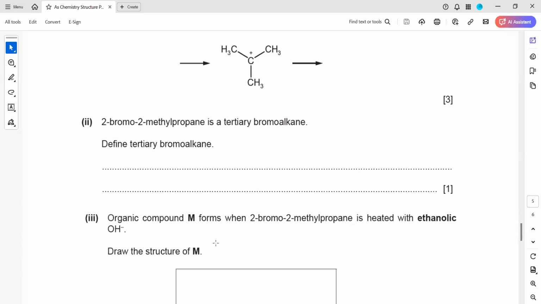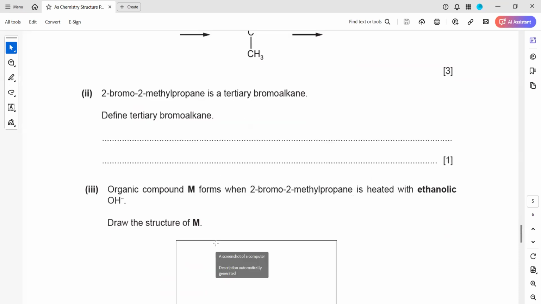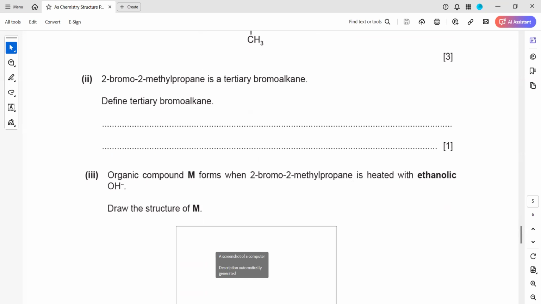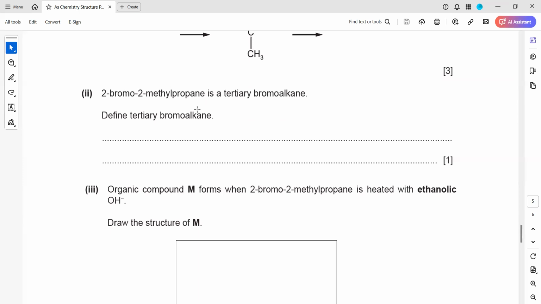2-bromo 2-methyl propane is a tertiary bromoalkane. Define tertiary bromoalkane. The definition of a tertiary halogenoalkane is that the carbon bonded with bromine is surrounded by 3 alkyl groups, or 3 carbon chains. That is a tertiary bromoalkane.